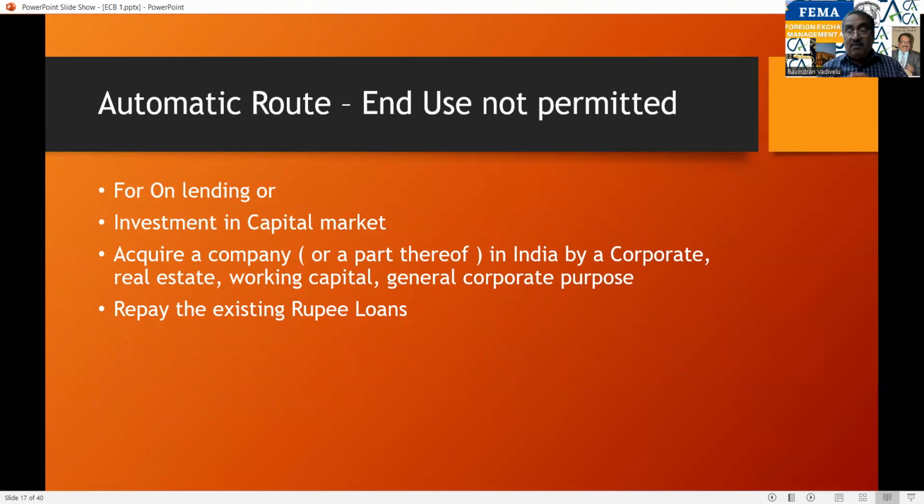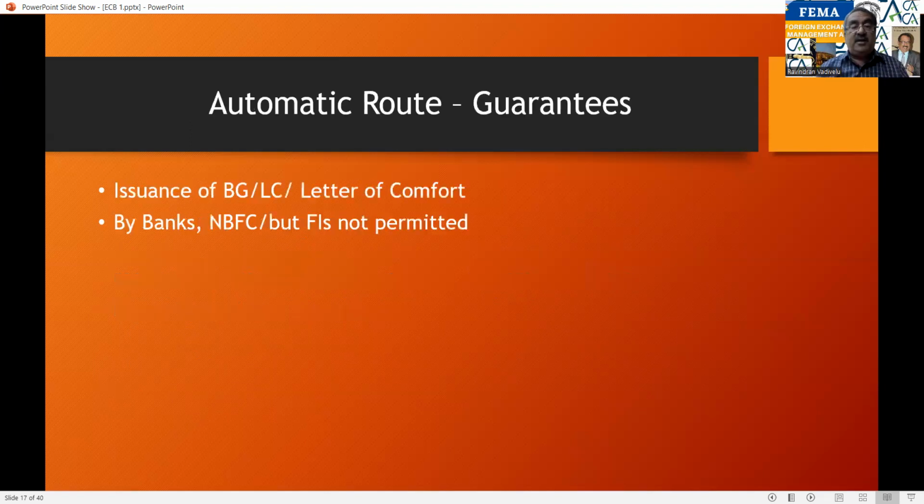And the purposes for which you are not supposed to use the ECB are on-lending, investing in the capital market, acquiring a company in India by a corporate, real estate business, working capital, and general corporate purposes. And you are not supposed to use the ECB to repay an existing rupee loan. This is a very, very important thing. You cannot borrow by way of external commercial borrowing to repay a rupee loan; that is not permitted.